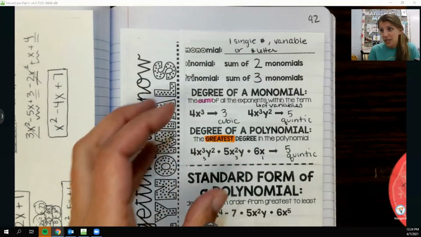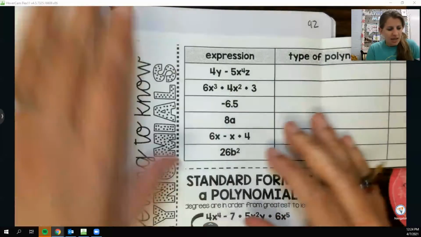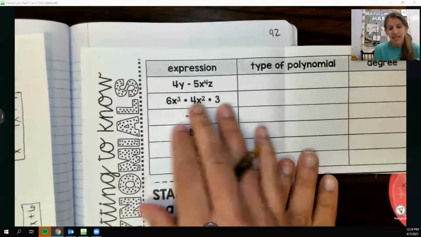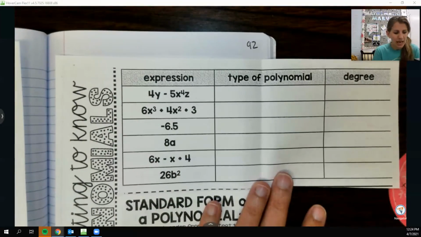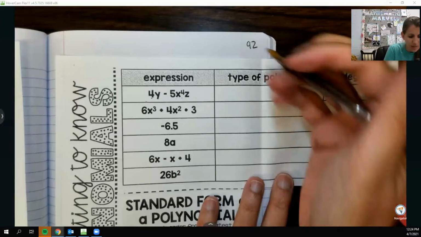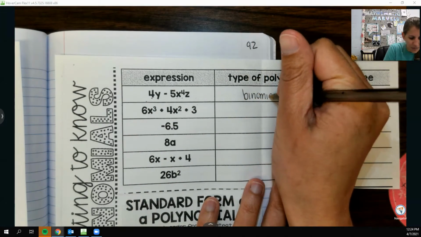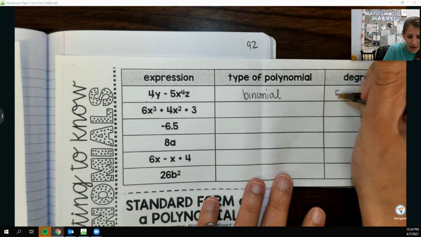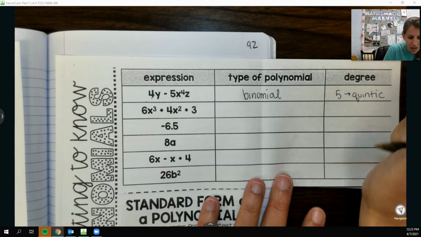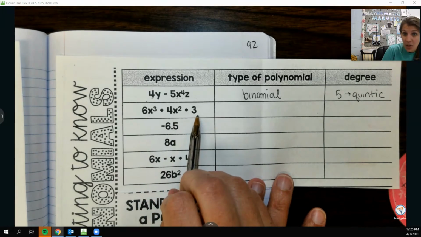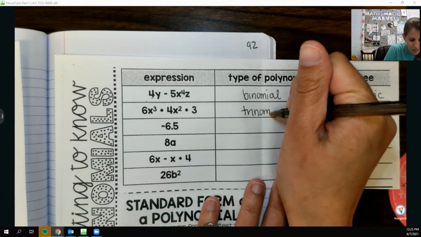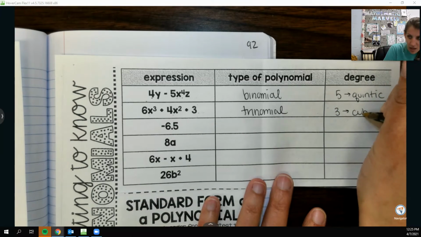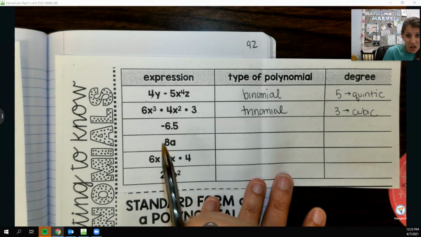Okay, so if we take a look on the inside of this one here, let's name it based on how many terms, and then we'll name the degree. So this is 2 terms, so it is a binomial. The degree is the largest, which this has 1, this has 5, so it is 5, or quintic. Here, because there are 3 monomials, it is a trinomial. The biggest degree is 3, so cubic. This is one single term. That's just a monomial.